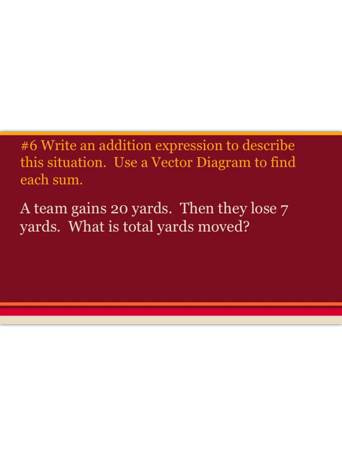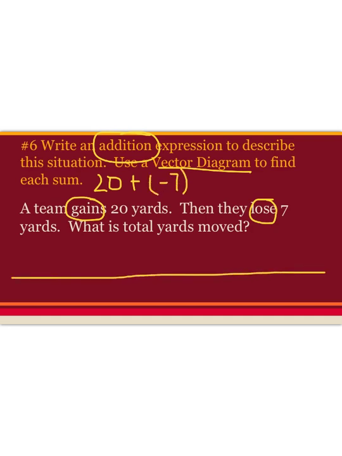All right, we are writing an addition expression. We're using our vector diagram. So if a team gains 20 yards, that's a positive 20. It's an addition problem. And then they lose 7 yards, so that's a negative 7. So let me get a vector diagram started here.